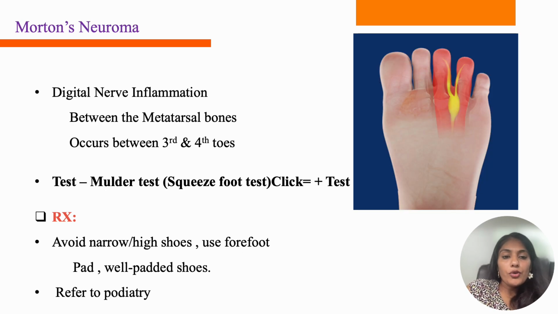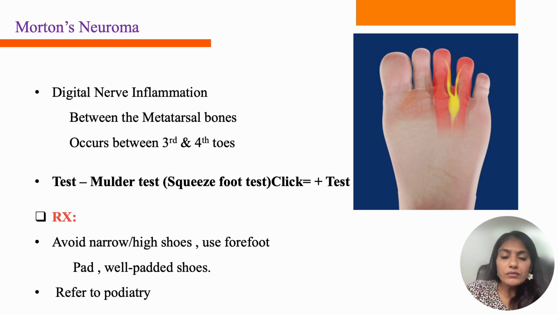Next one is Morton's neuroma. Morton's neuroma is inflammation of the digital nerve of the foot, which is located in between third and fourth toes. Main sign and symptoms they have is the pebble-like nodule. Okay, that's the main sign and symptoms. The test you do is the Mulder test, where you squeeze their foot and they would have pain. That's called Mulder test positive.